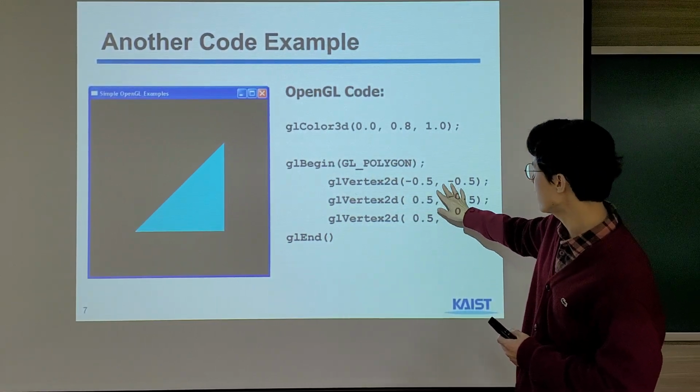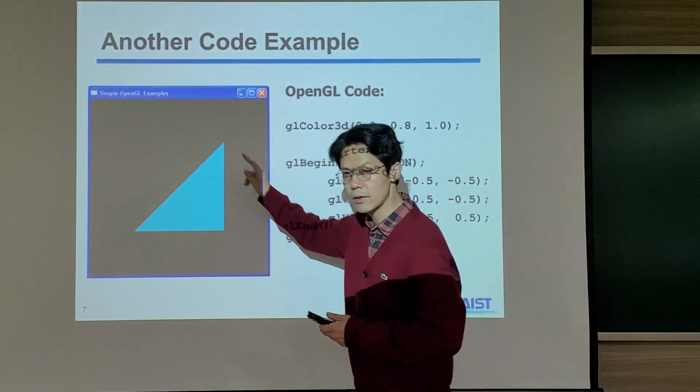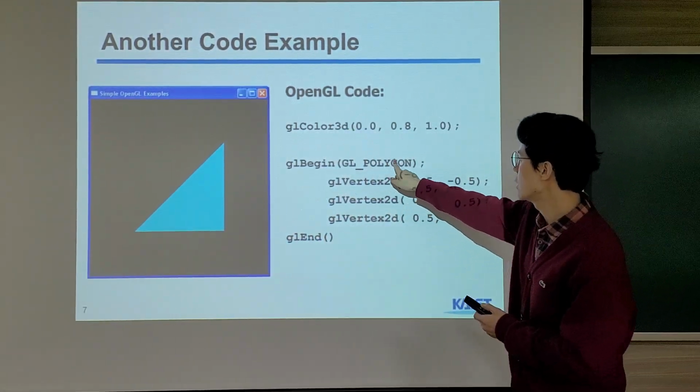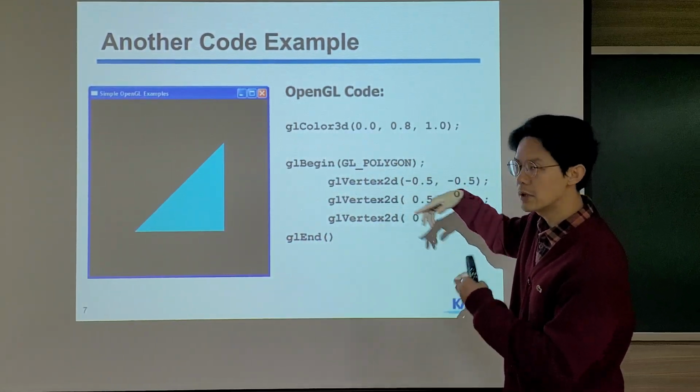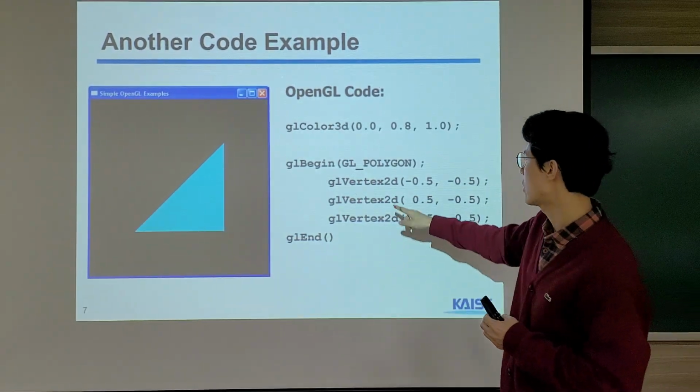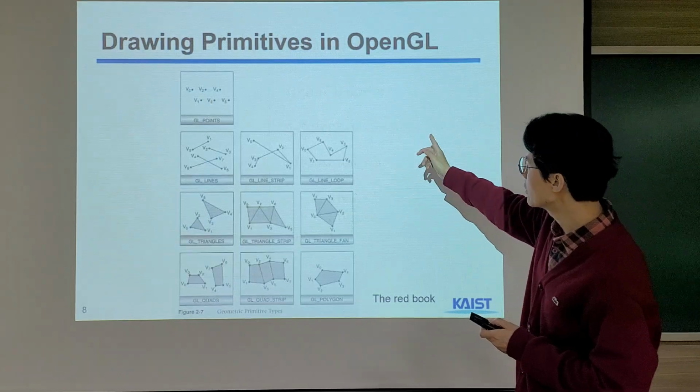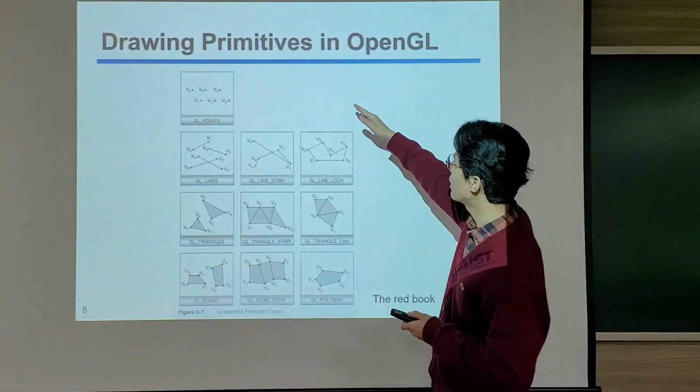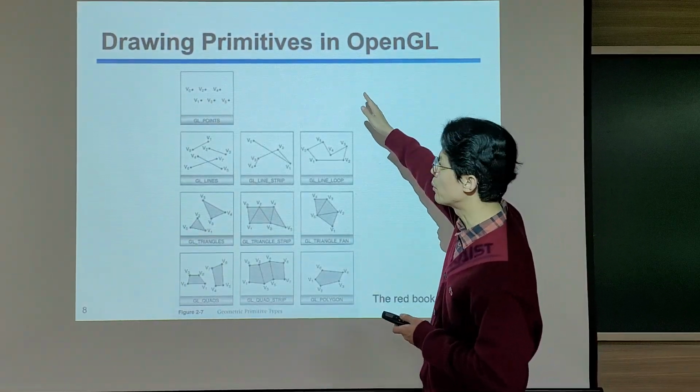Basically, this is specifying the three vertices of a triangle. Here we use GL_POLYGON. We ask OpenGL to connect these vertices with a polygon. There are also many other drawing primitives available in OpenGL.